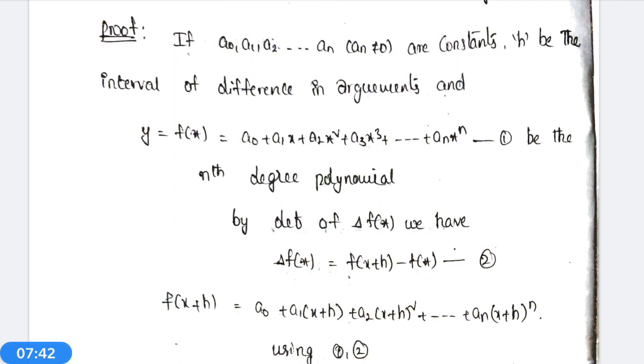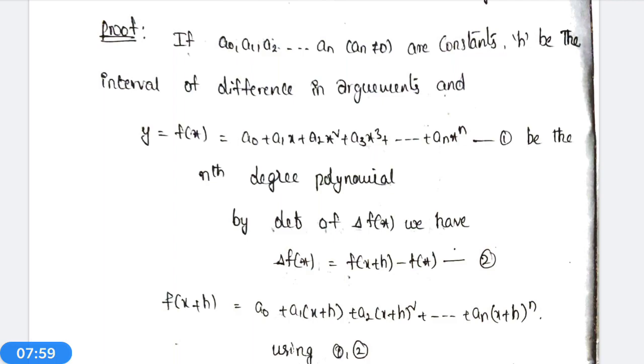Then according to the definition of the finite difference operator of the function f(x), delta f(x) is equal to f(x plus h) minus f(x). Call it equation 2.